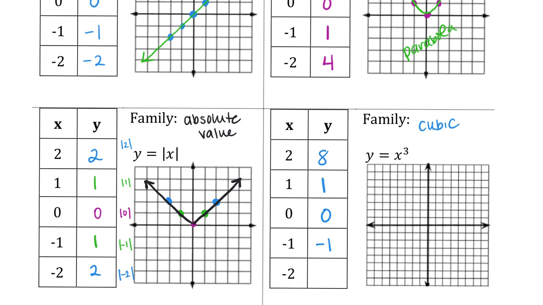Okay, negative 2 cubed. Negative 2 times negative 2 is positive 4, and then positive 4 times negative 2 goes back to negative 8. So I'm going to graph this so we can see the shape. 1 is 1, 0 is 0. Negative 1 is negative 1. Negative 2 is negative 8.